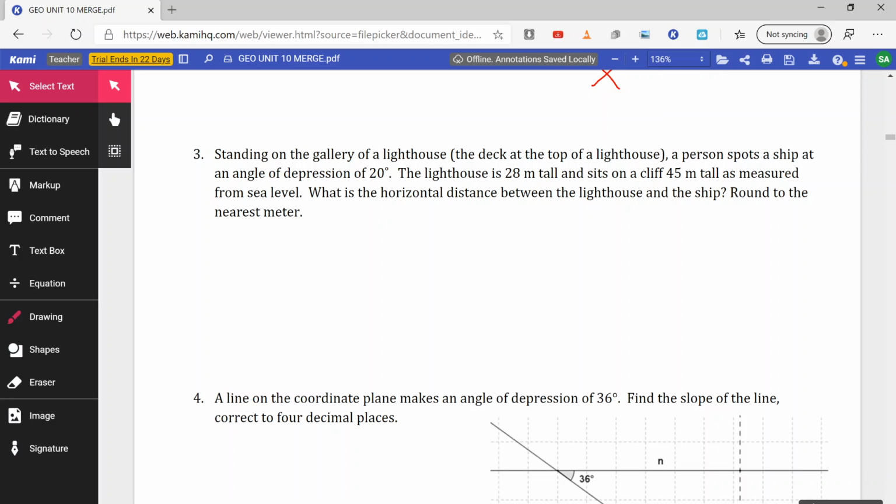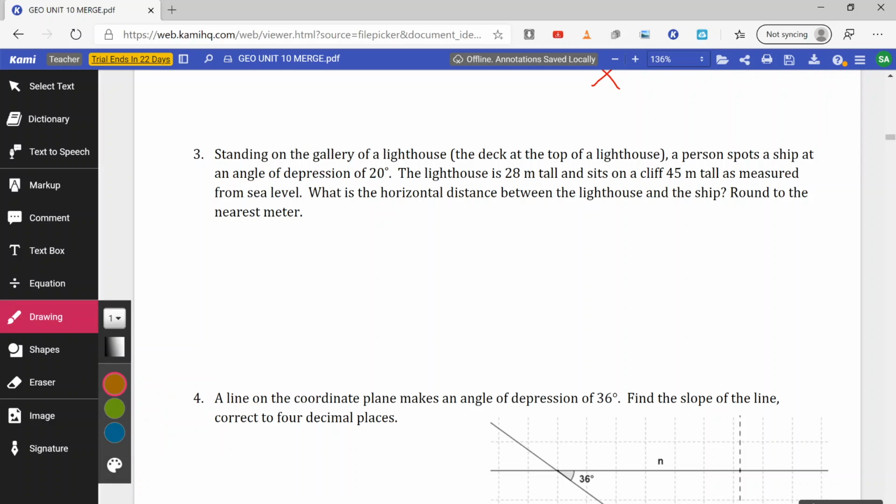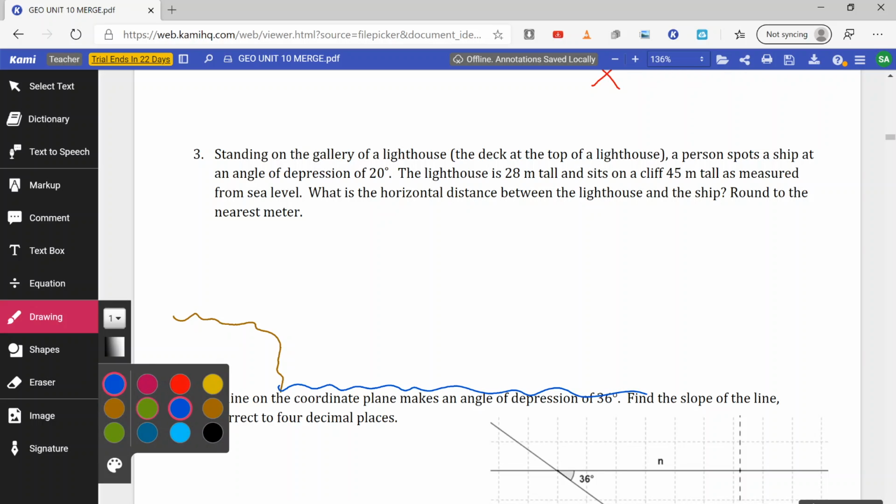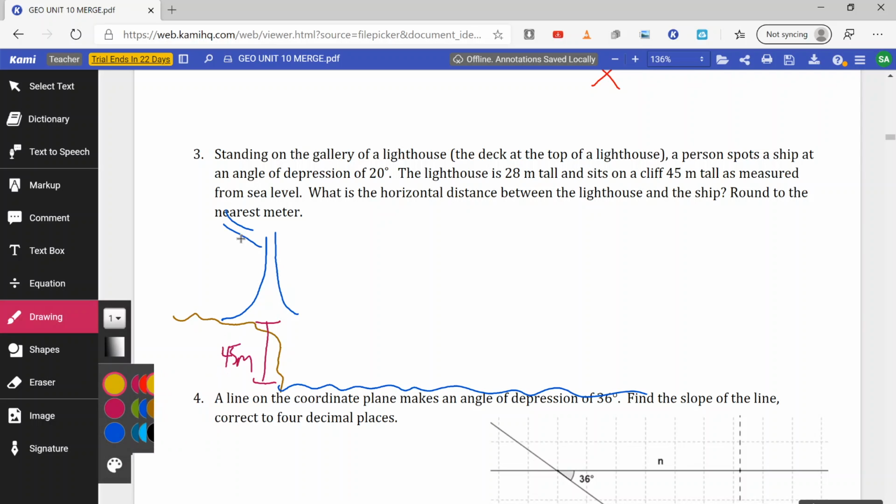So first things first, I want to draw this picture. So we have a cliff at sea level, and we know that the cliff itself is 45 meters tall. We are also told that we have this lighthouse sitting on the cliff. So lighthouses are always over here. And we got a nice little beacon shining the light with this person standing on the deck, wrapping around the thing.